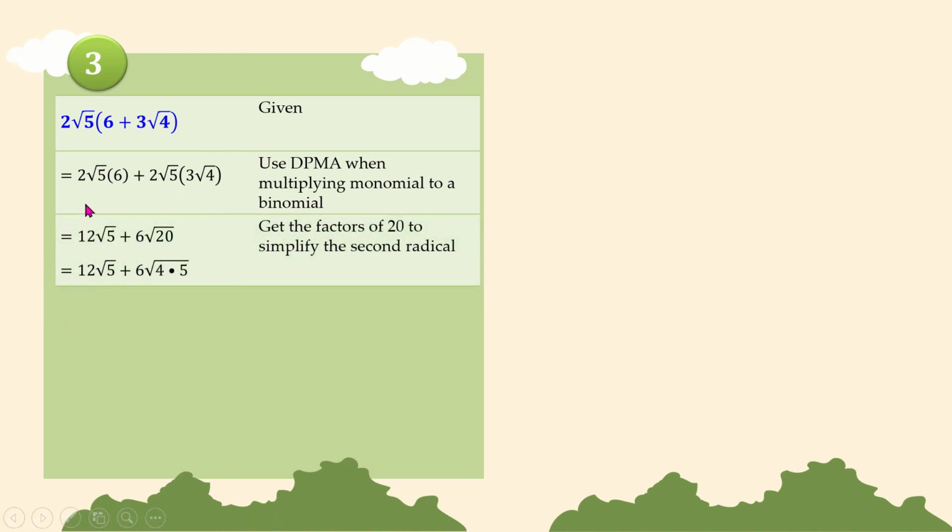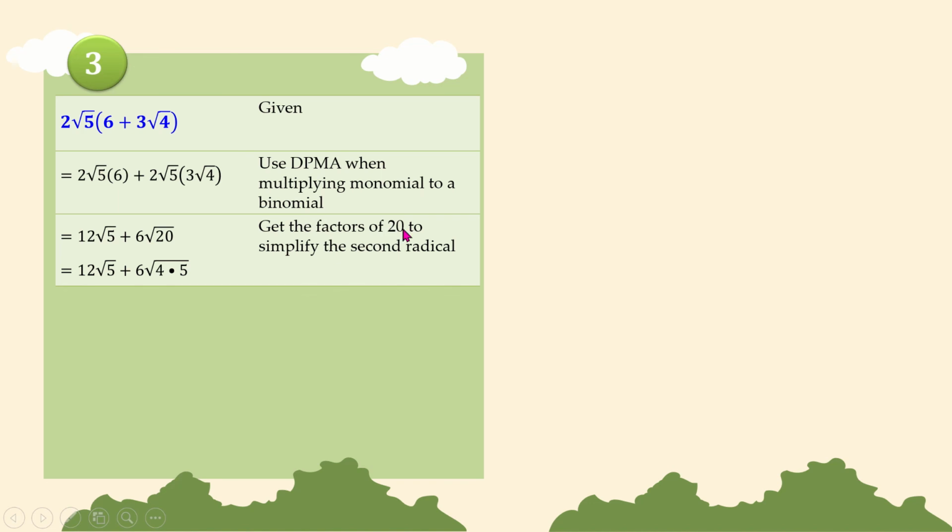To get the product of the first expression, 6 has no radical, so we just multiply 6 by the 2 outside. So 6 times 2 is 12. Copy radical 5 since 6 has no radical. Plus separator. 2 square root of 5 times 3 square root of 4. 2 times 3, outside times outside, is 6. Inside times inside, 5 times 4, 20. So we get 12 square root of 5 plus 6 square root of 20.